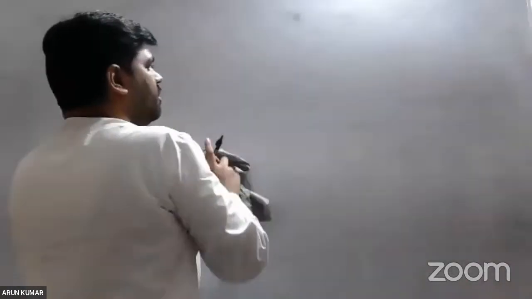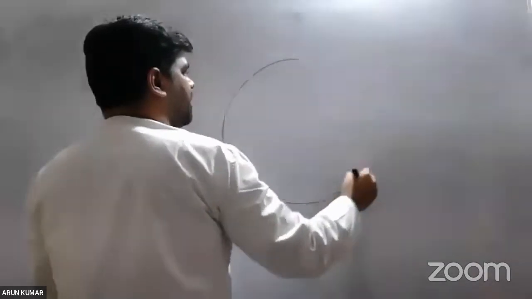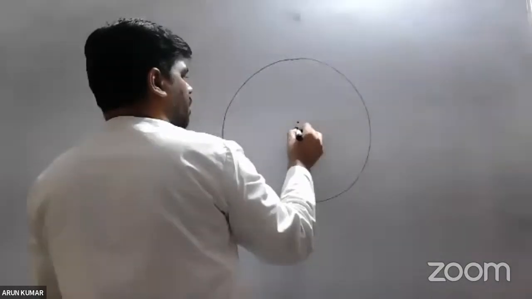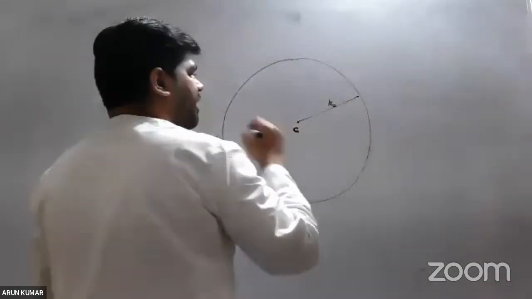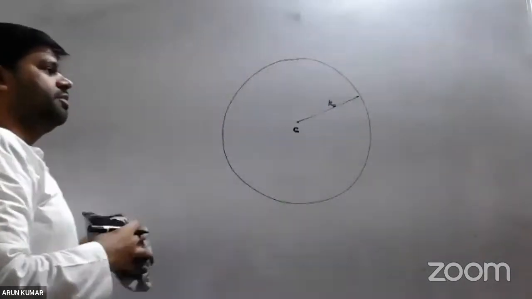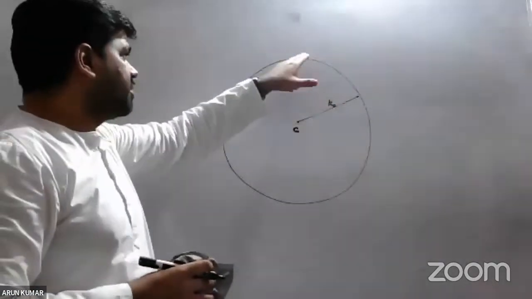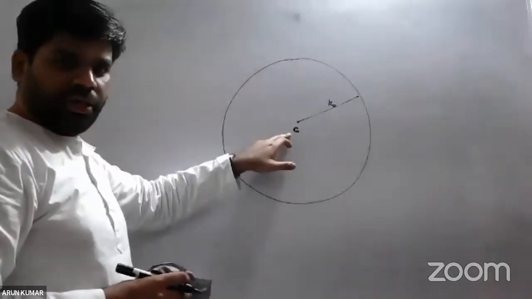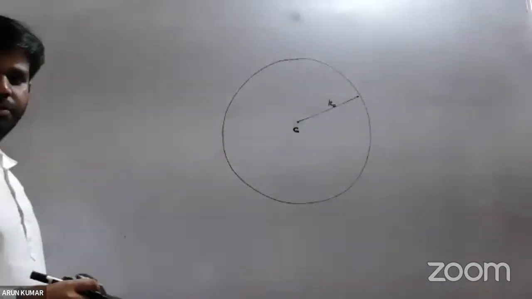Now, what's a circle? A circle is the locus of all the points which are at a constant distance from a point called the center. This distance is called the radius, and that point is called the center of the circle. So we are going to study circular motion, where a particle moves along this path, which is at a constant distance from a point called the center, and this constant distance is called the radius of the circle or circular path.